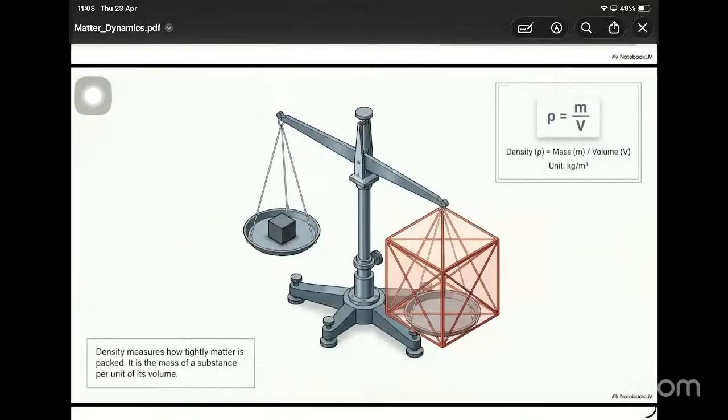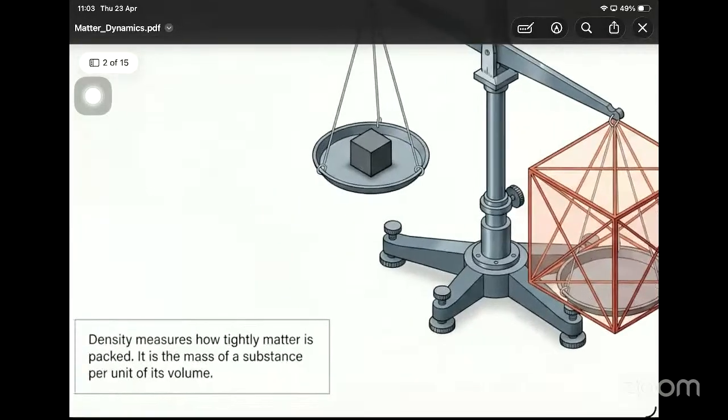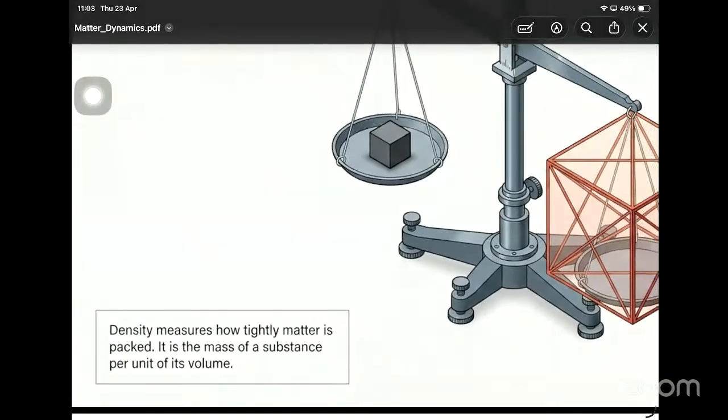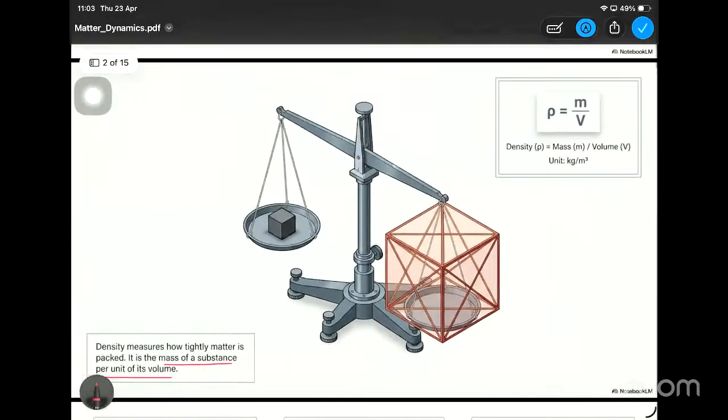When it comes to solids, we need to know what is meant by density, right? There's no need to remember the definition, but it's okay if you can. Density measures how tightly matter is packed. It is the mass of a substance per unit of its volume, right? Per unit, which means a single part. And the equation is this.